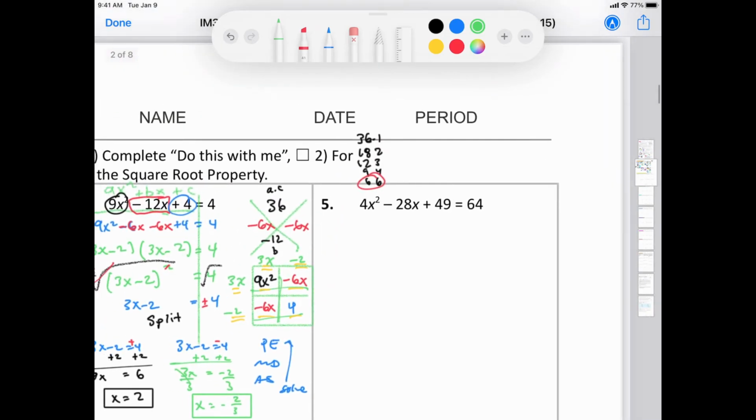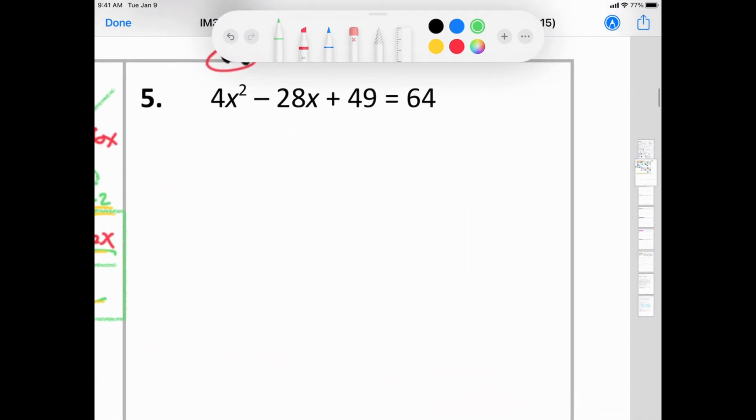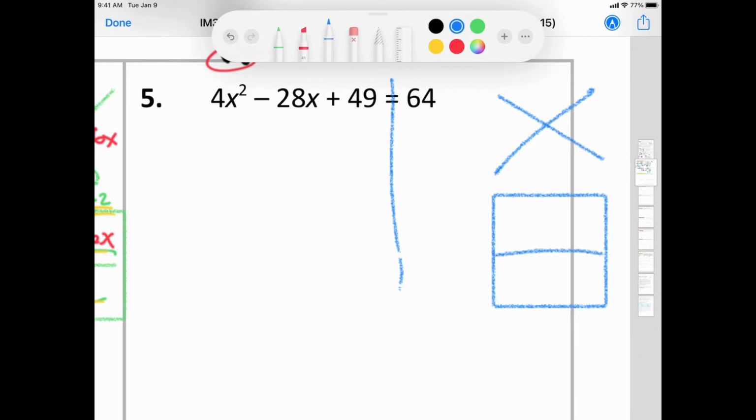And number 5. We're starting to get some really big numbers here. A, B, and C. Okay, so A times C is going to be 198. And the B value is negative 28.